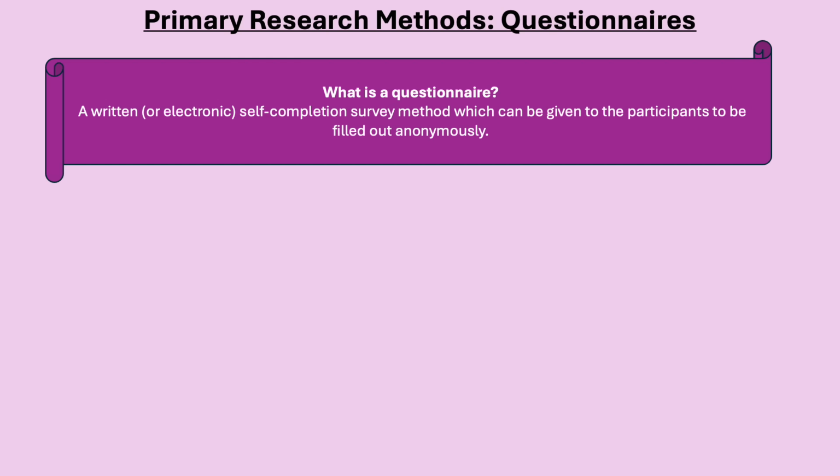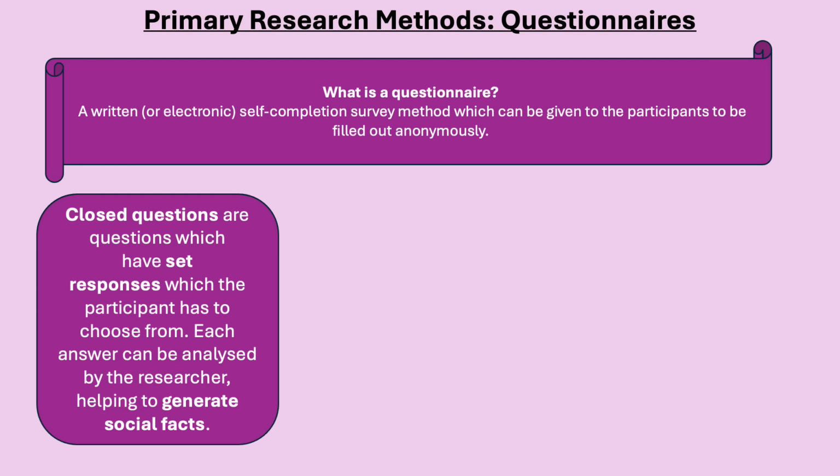Next, we have questionnaires. What is a questionnaire? So a questionnaire is a written or electronic self-completion survey method which can be given to the participants to be filled out anonymously. Closed questions are questions which have set responses which the participant has to choose from. Each answer can be analysed by the researcher, helping to generate social facts. So thinking back to what I said earlier, can you think of who would like that?